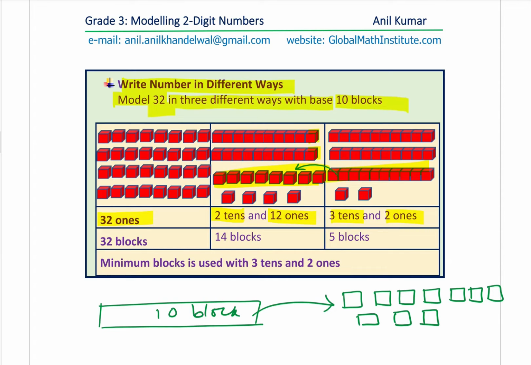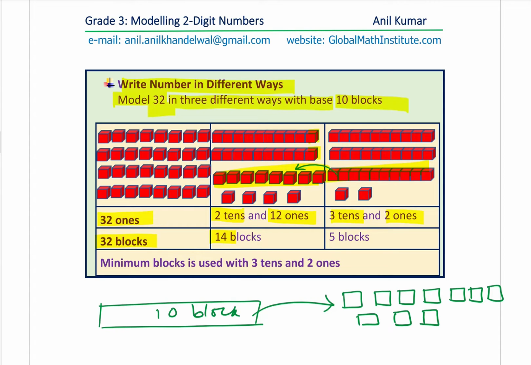Okay, let's count the number of blocks. In the first case, since we have only ones, the blocks are 32. In the second case, we have two tens and 12 ones. So the blocks are 2 plus 12, which is 14.